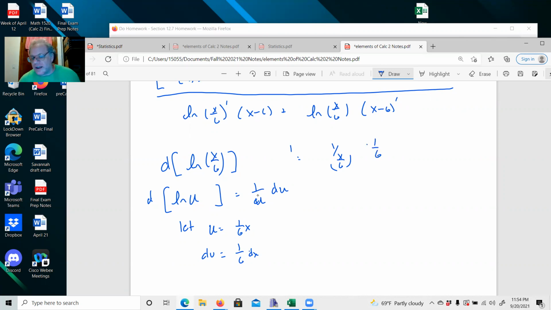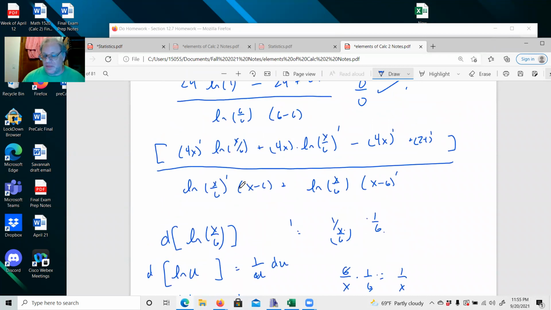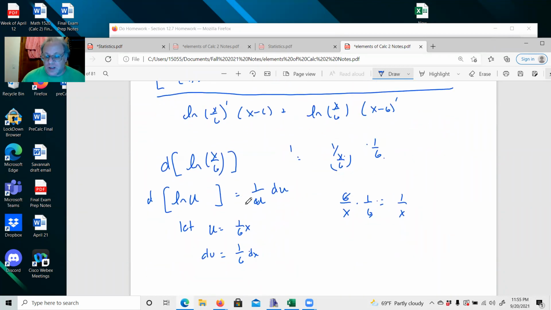Put this off to the side. What is the reciprocal of x over 6? Wasn't it 6 over x, times 1 over 6? That's my du. Bring it back in. This cancels, and we end up with a 1 over x. So the trick for a lot of the harder derivatives is just to break them up, so you don't have to stare at that one big scary thing the entire time. You can break it up and work this as kind of a mini problem.